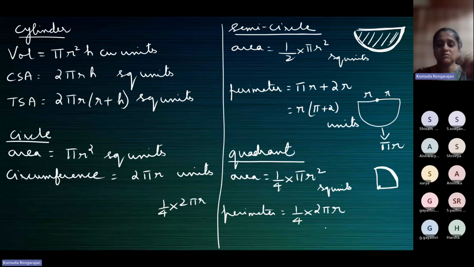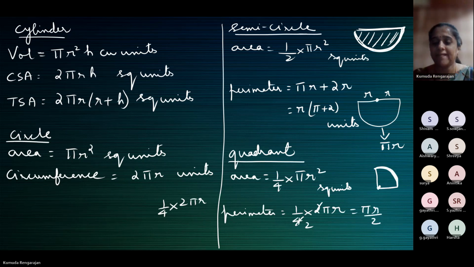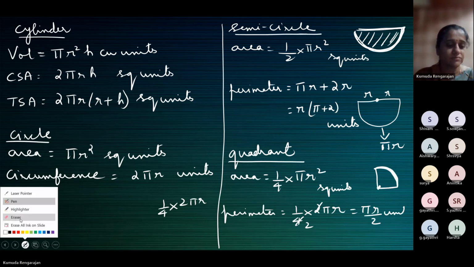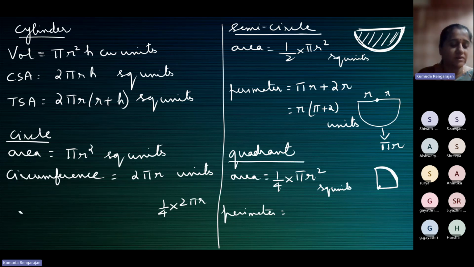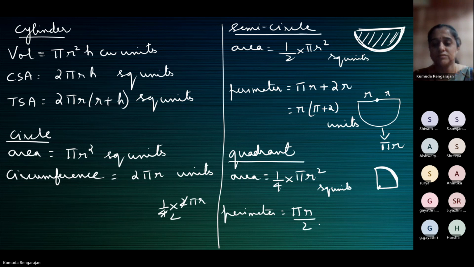2 pi r is for the circle, so 1/4 of that. 2 1s are 2, 2 2s are 4, so it is nothing but pi r by 2. Pi r by 2 units. The length of the arc: how do we get it? 2 1s are 2, 2 2s are 4, so pi r by 2. The length of this arc is pi r by 2.